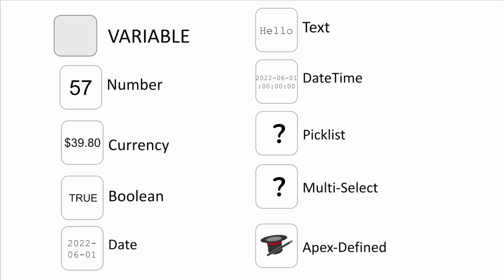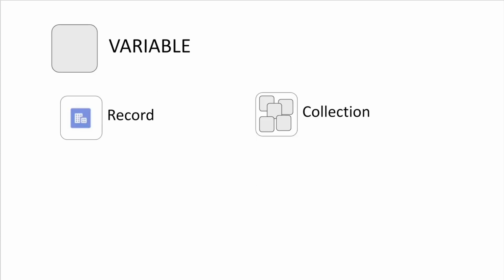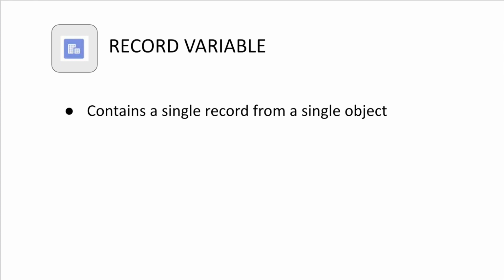Now, in addition to your standard basic variables, you can have record variables and collection variables. We'll go into record variables today and cover collections in the next video. So, what is a record variable? It's a container like any other variable, except the value that it stores is an individual Salesforce record. And instead of storing individual data types like normal variables do, this variable type stores all of the field values in your Salesforce record.